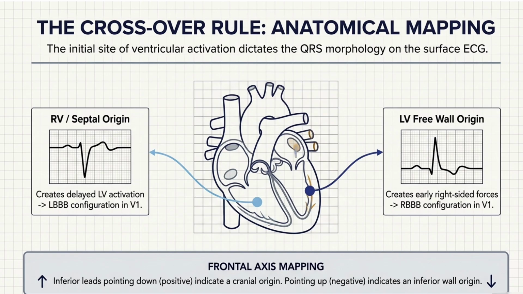We also use the frontal axis. If the inferior leads point positive, the origin is cranial. If they point negative, the origin is in the inferior wall.